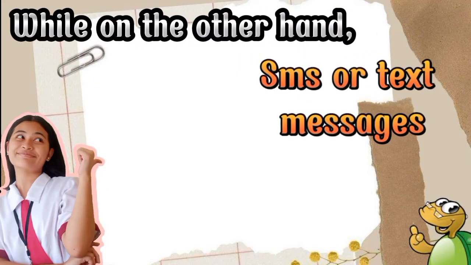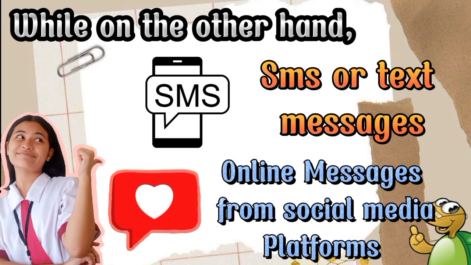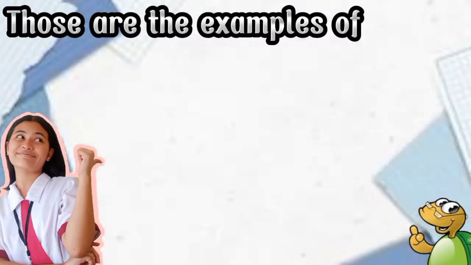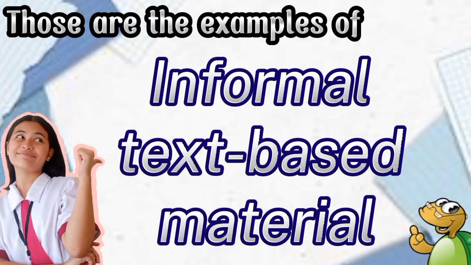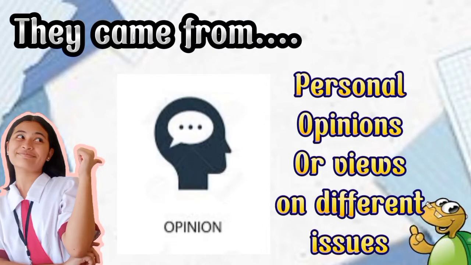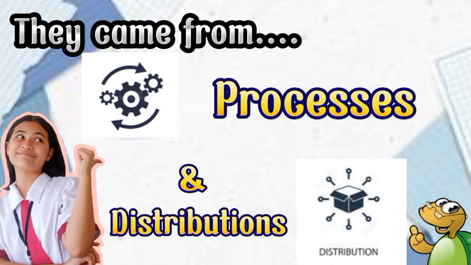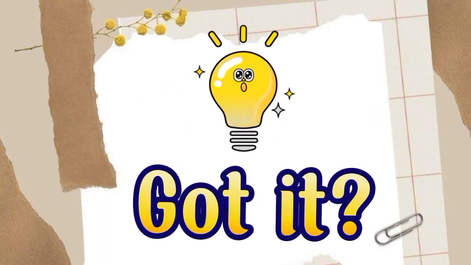While on the other hand, your SMS or text messages and online messages on social media platforms are examples of informal text-based materials. They come from personal opinions or views on different issues, processes, and distributions.